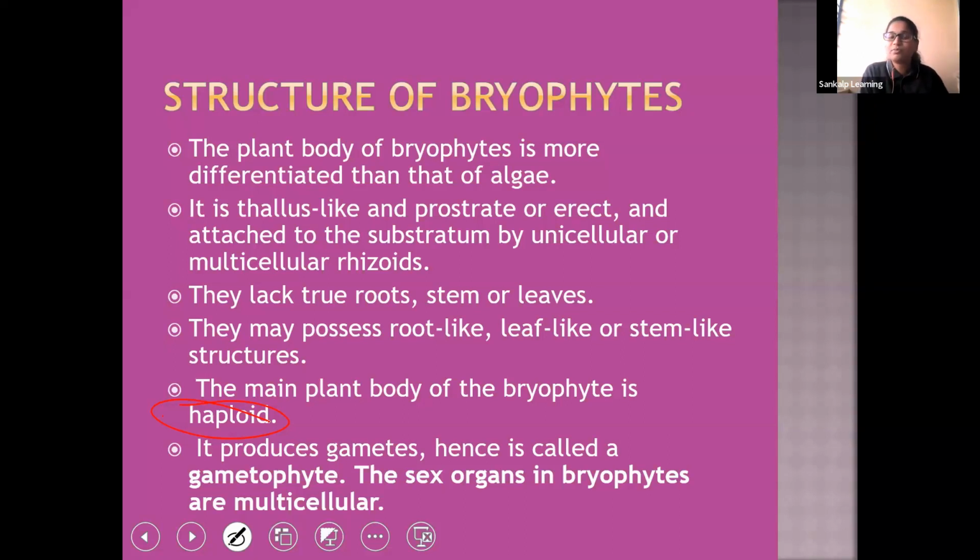So for gamete formation, normally meiotic division or reduction division is needed. But here there is no such step, because the plant body itself is haploid. So it will directly produce the gametes. The sex organs in bryophytes are multicellular. The male sex organ as well as the female sex organ are many-celled, that is, they contain more than one cell.